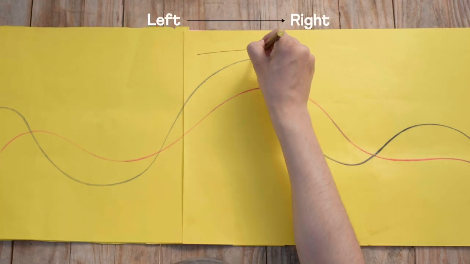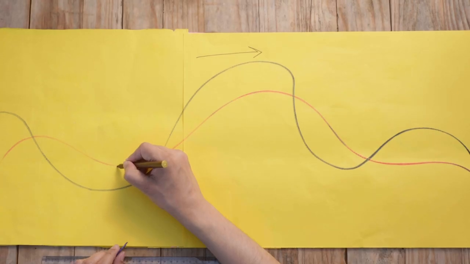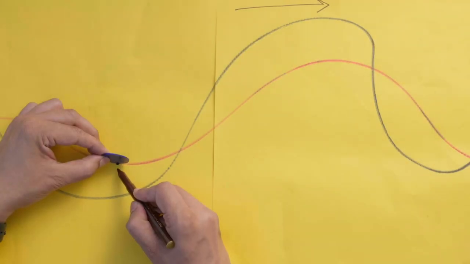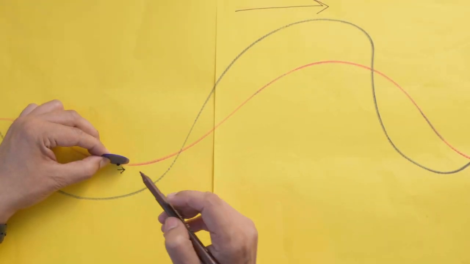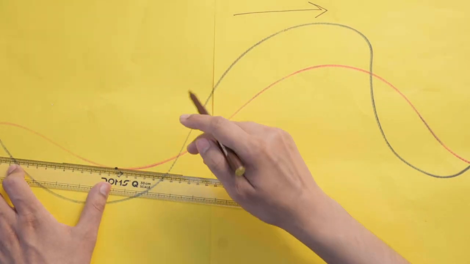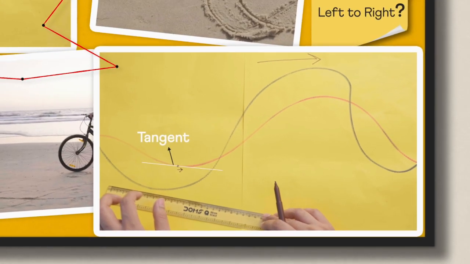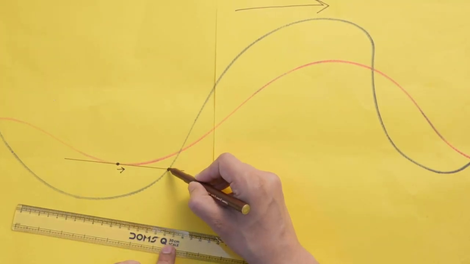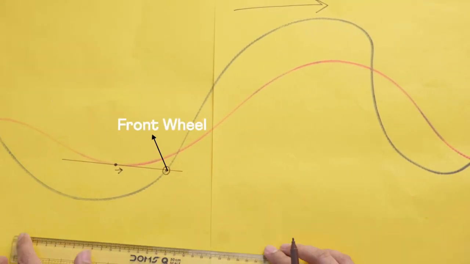First, we'll assume a direction, say left to right. Now let's try to place the bicycle somewhere on the tracks. For this, take any random position of the back wheel, say here. Since it is always directed straight towards the front wheel, we can locate the front wheel by drawing a line along this direction. That's called the tangent line, by the way. Since the front wheel should move on this track, this is where it will be.